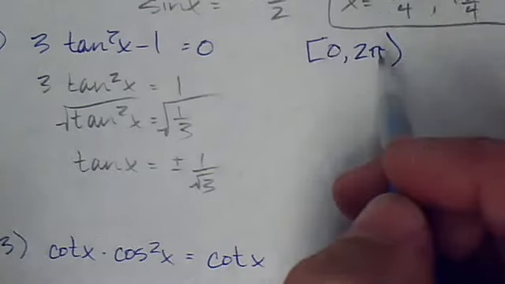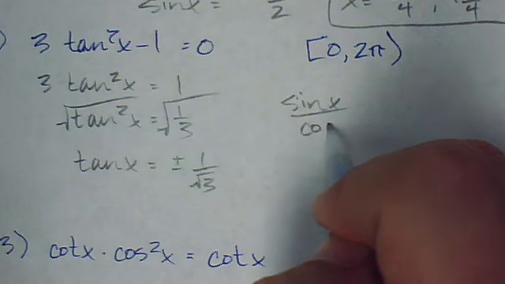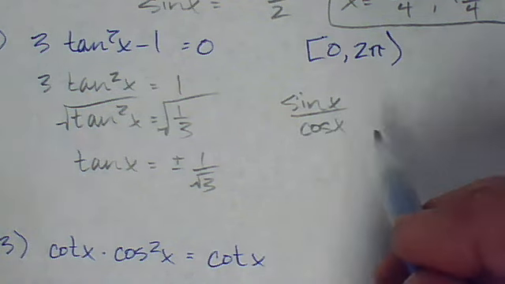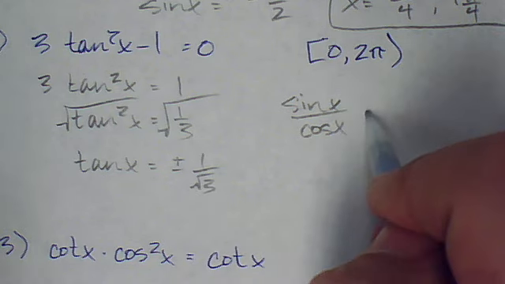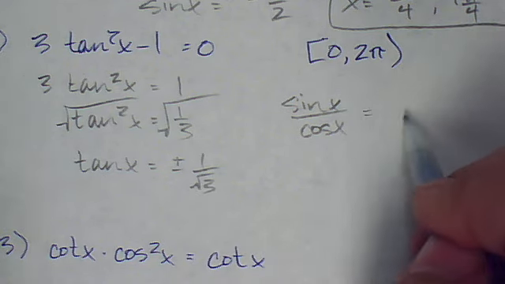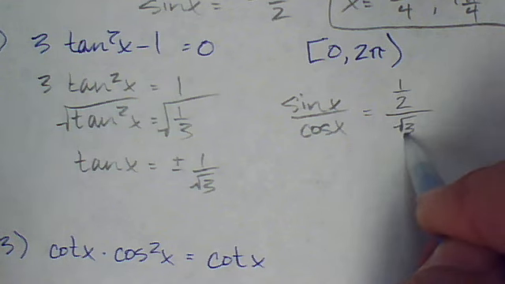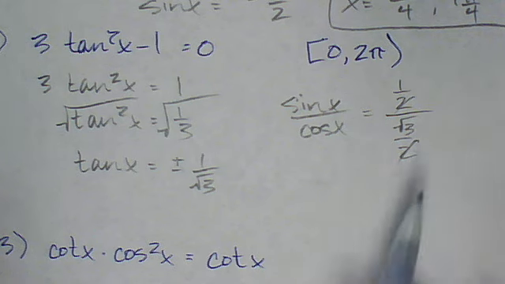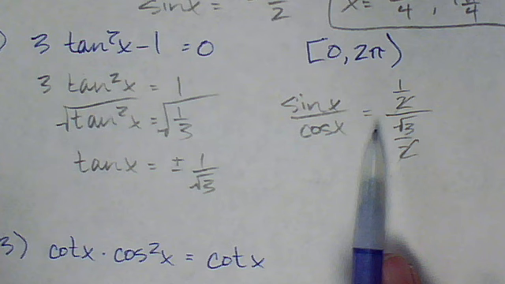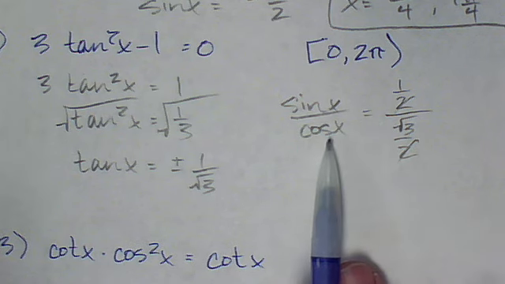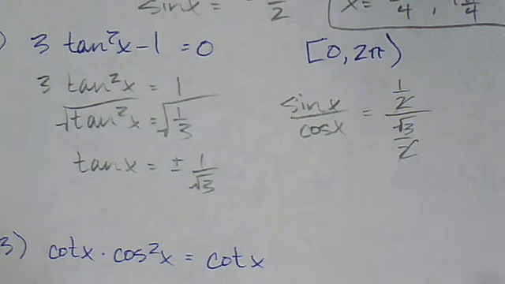Okay. Now remember that tangent is sine over cosine. Which, if I'm looking for a 1 over square root of 3, then I'm looking for, when I use my unit circle, a 1/2 over square root of 3 over 2. Because the 2's will cross out, and that gives you 1 over square root of 3. So I need a sine of 1/2, and I need a cosine that gives me square root of 3 over 2.